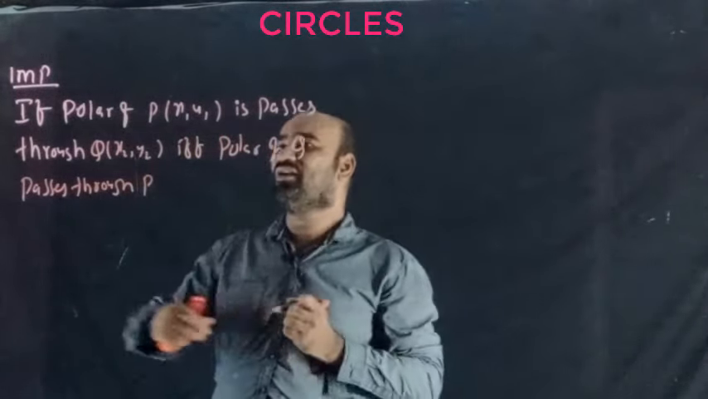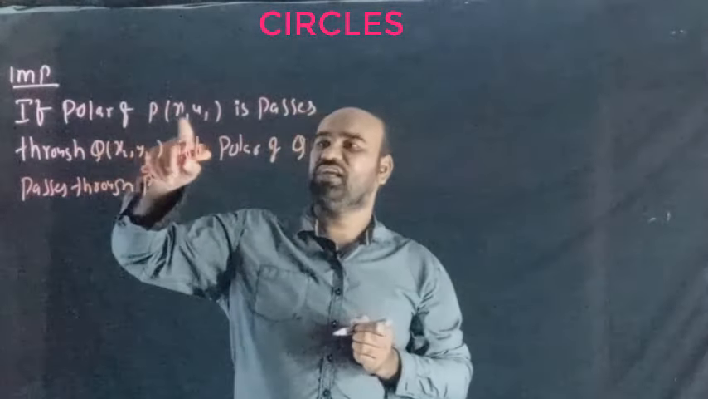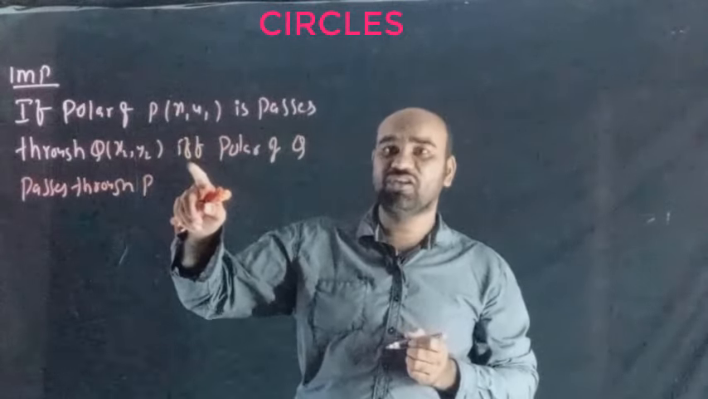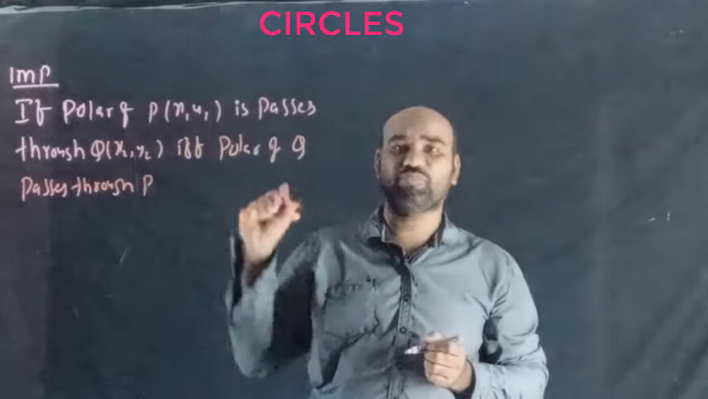So one of the important concepts is: the polar of P(x1, y1) passes through another point Q(x2, y2) if and only if the polar of Q passes through P.